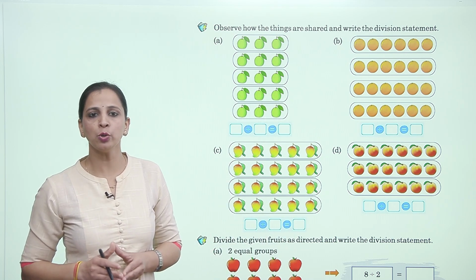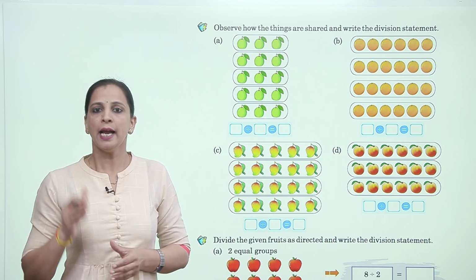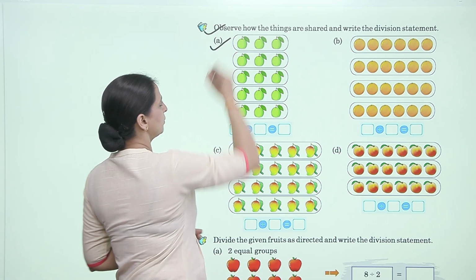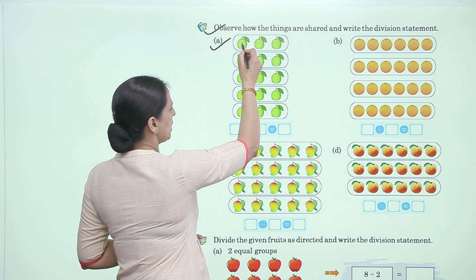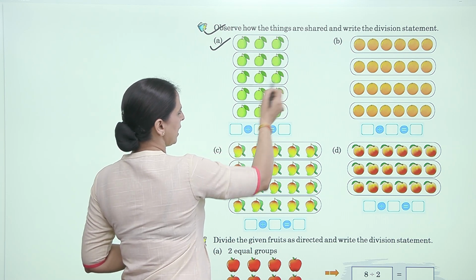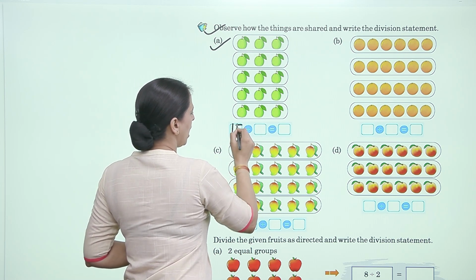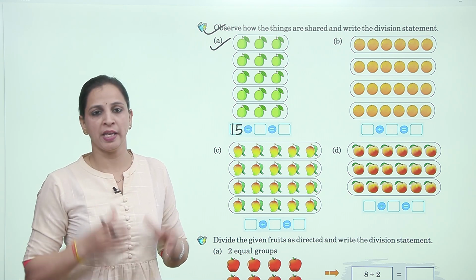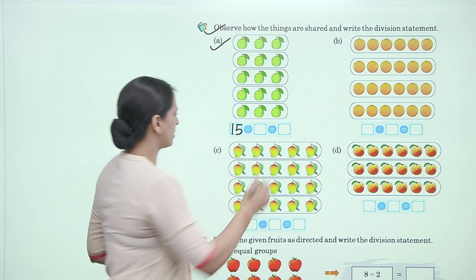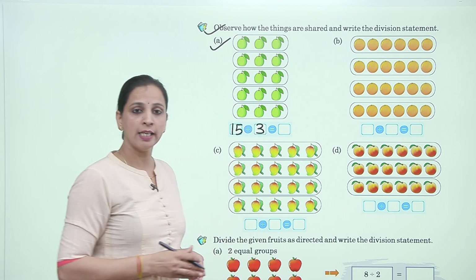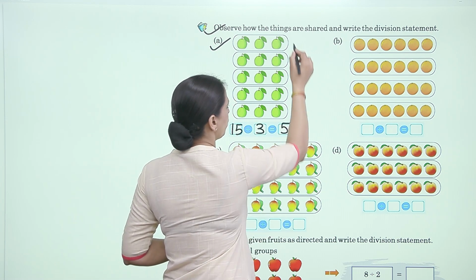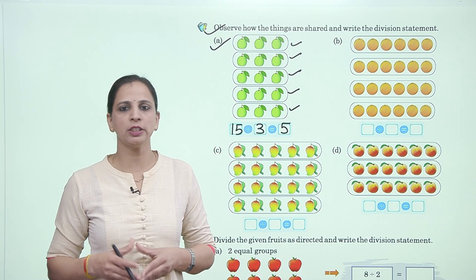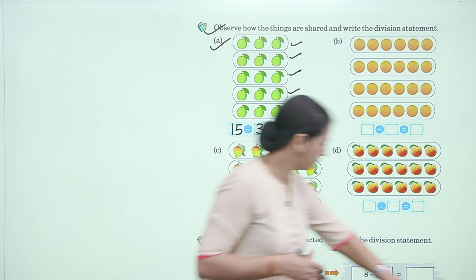Now, observe how the things are shared and write the division statement. A part. Total number of guavas is 15. कितने ग्रुप्स में डिवाइडेड हैं? 5 ग्रुप्स में. And each group has 3 guavas. तो 15 divided by 3 is equal to 5 groups. तो बच्चों सेम मेथड को यूज करते हुए बाकी के पार्ट्स आप खुद ट्राई करेंगे.